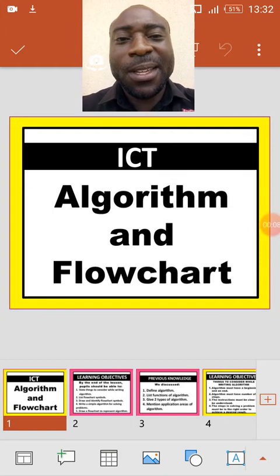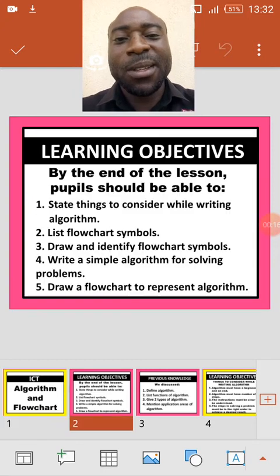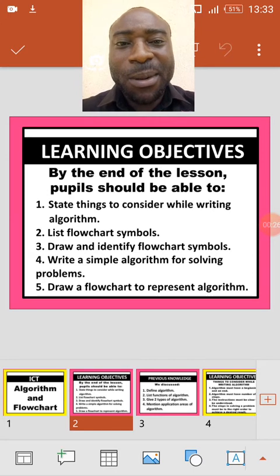Today our topic is algorithm and flowchart, and is a continuation of last week's lesson. So let's look at our learning objectives. We have 5. Today we are going to: 1. State things to consider while writing algorithm. 2. List flowchart symbols. 3. Draw and identify flowchart symbols. 4. Write a simple algorithm for solving problems. And 5. Draw a flowchart to represent algorithm.